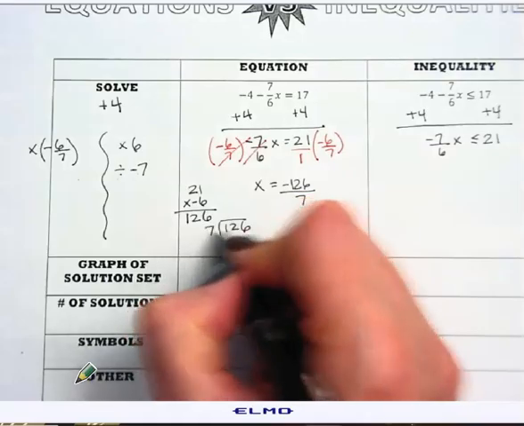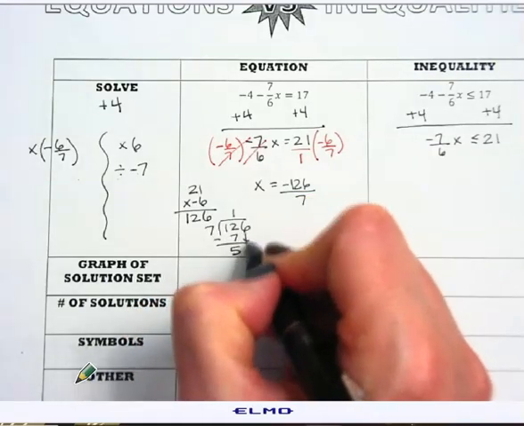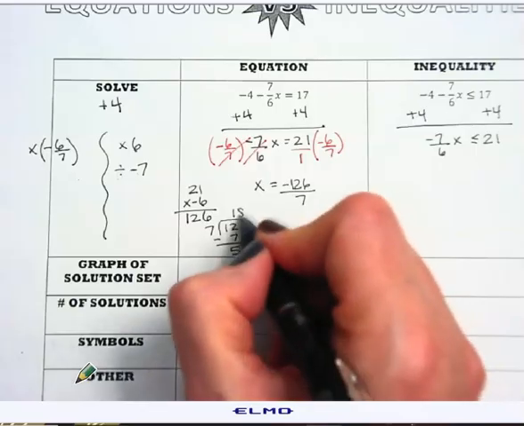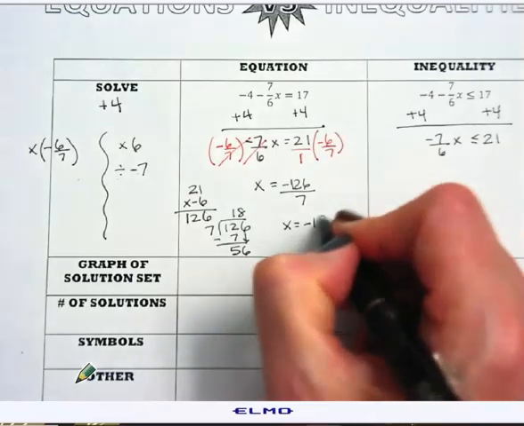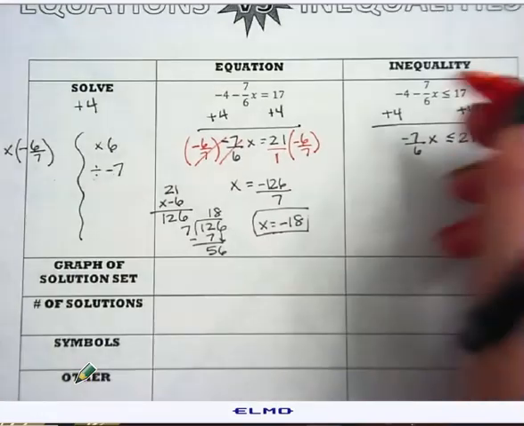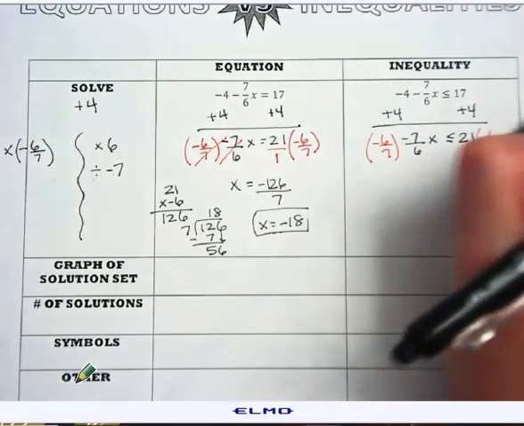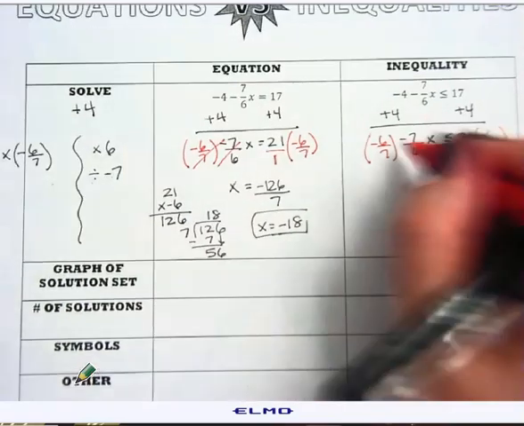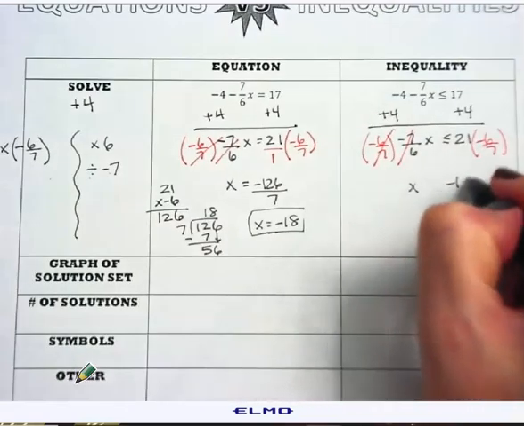I'm going to divide that. 7 goes into 12 once, with a remainder of 5. Bring down your 6, and 7 goes into 56, 8. And if you're dividing with different signs, you get negative answers. So I have x equals negative 18. Now doing that over here, the math is going to be the same. So I'm still going to end up with x on the left and negative 18 on the right.